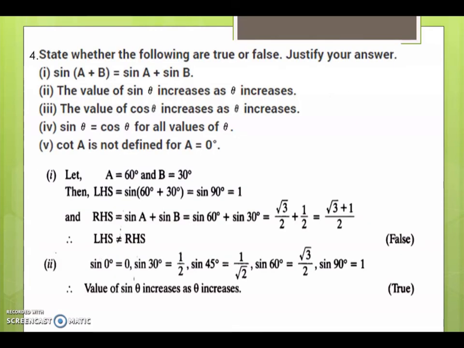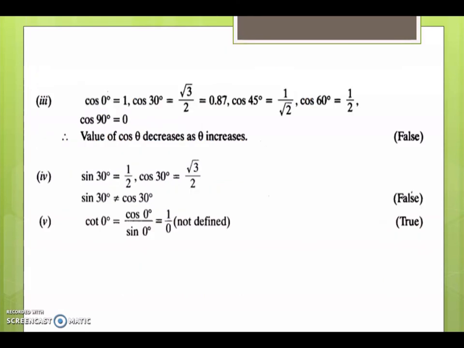The last one is cot A is not defined for A equal to 0. Yes, it is not defined because we get 0 in the denominator. Cot theta is cos 0 by sin 0 and sin 0 is 0. So denominator 0 means the value is not defined.